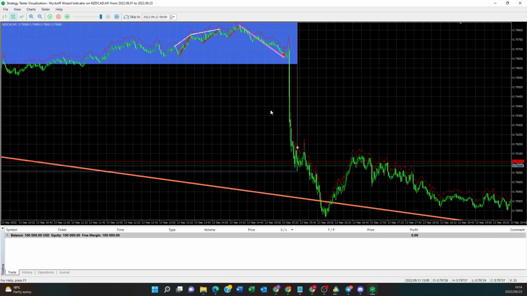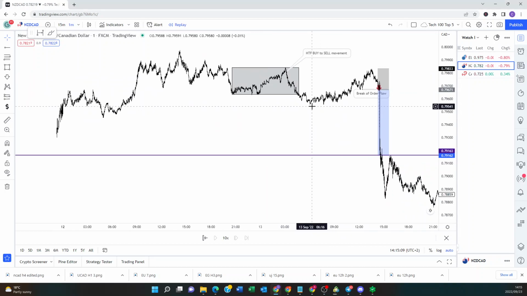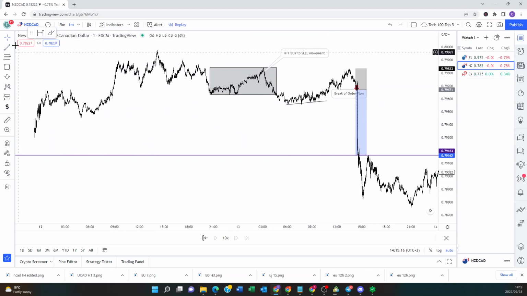We're going to do the same thing, hop into TradingView and chat about this. Here I have marked out the trade on TradingView, and we see that higher time frame buy to sell movement. Okay, exact same concept as earlier. And we see a beautiful build-up of liquidity over here and over here.